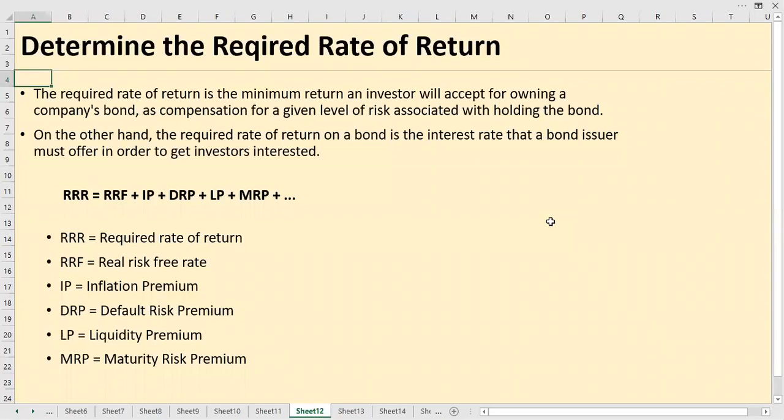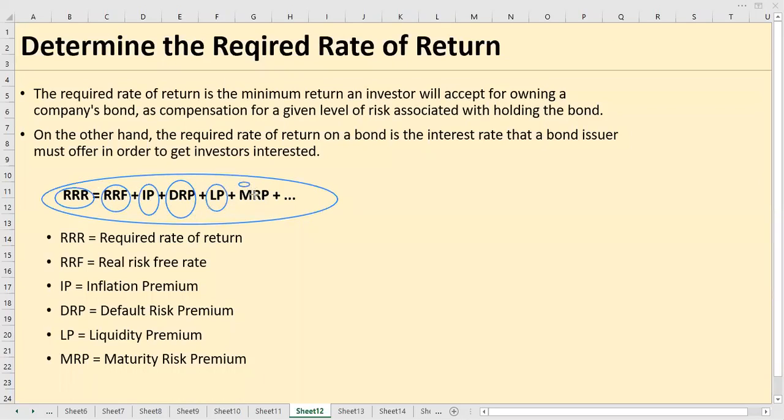Now, how the investor is going to expect this value is given in this particular formula. Please try to understand this, because it has something to do with your assignment also. With this formula, you can understand how to calculate your required rate of return. Your required rate of return is equal to the risk-free rate plus inflation premium plus default risk premium plus liquidity risk premium plus maturity risk premium. If there are some other risks, you can take those also, right?